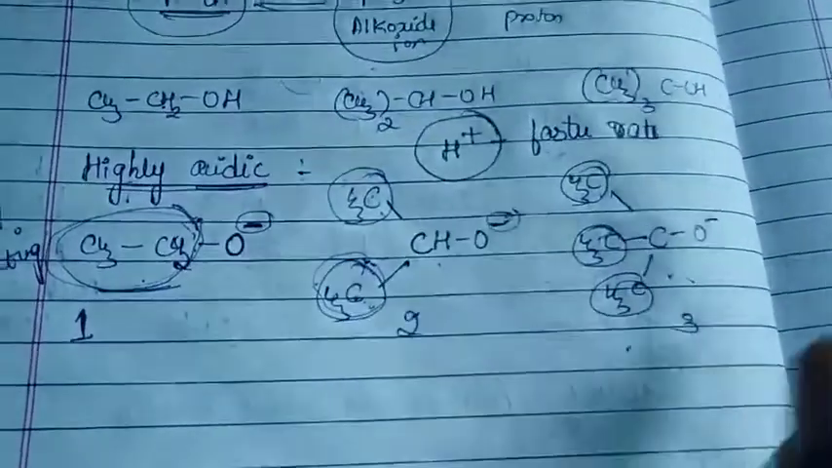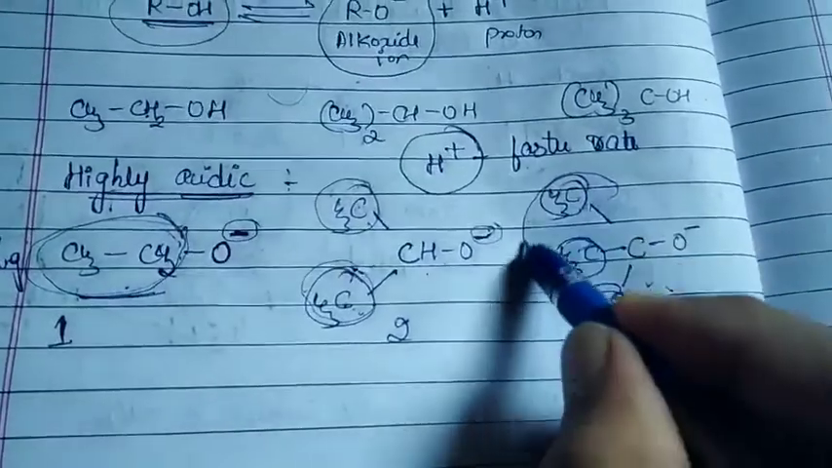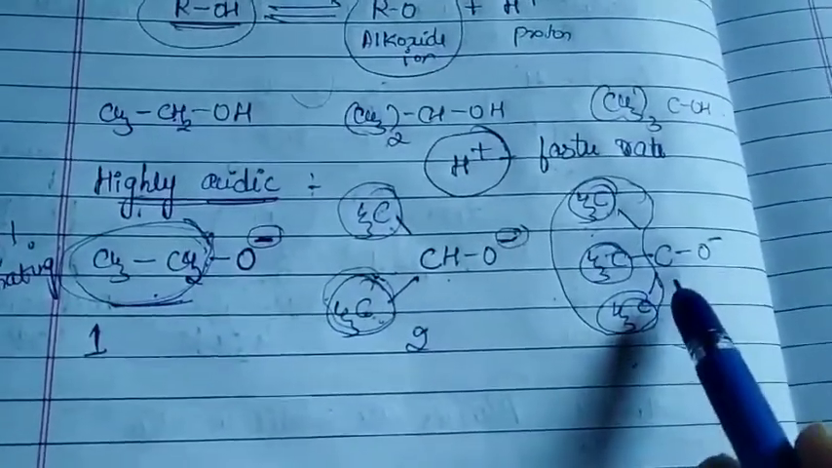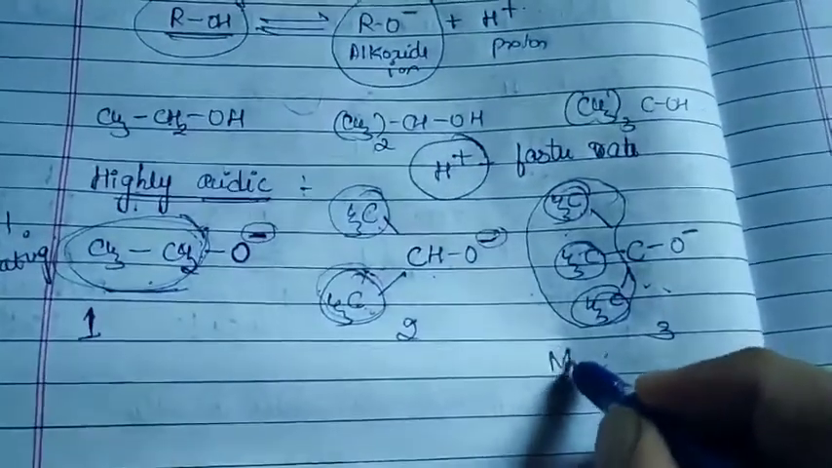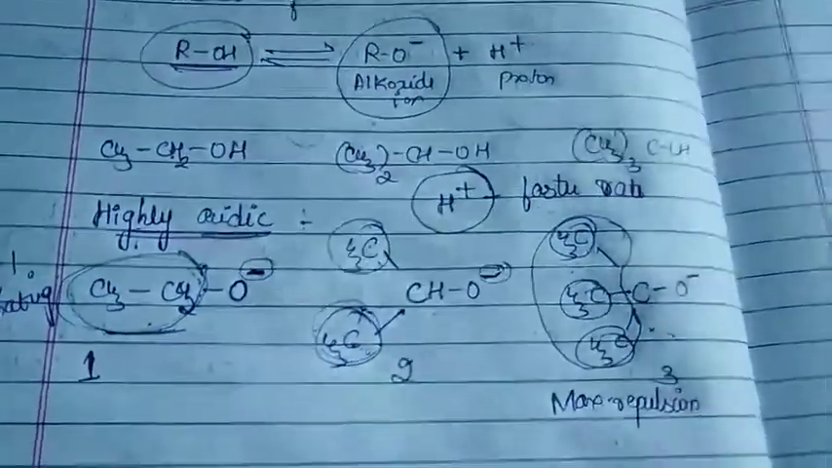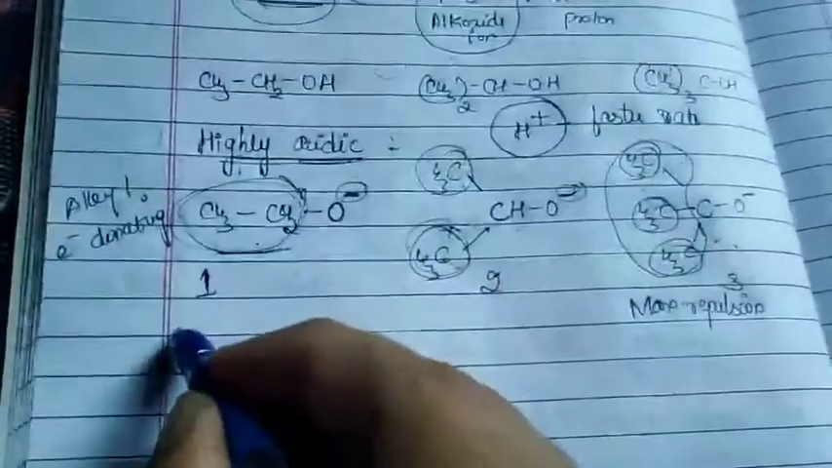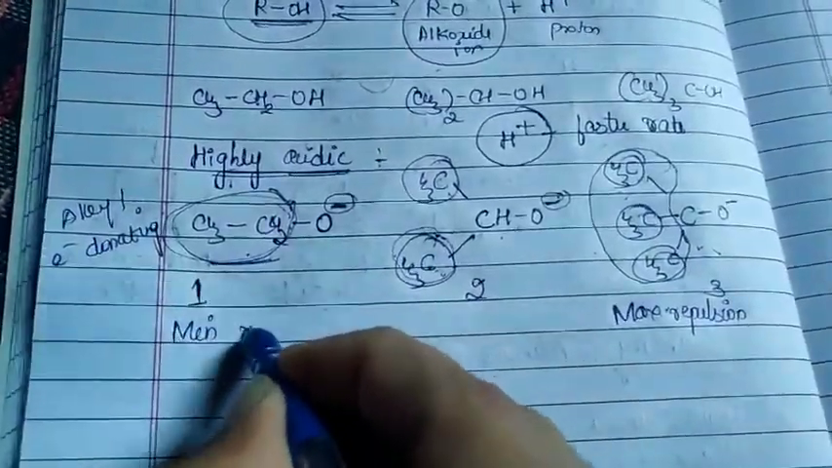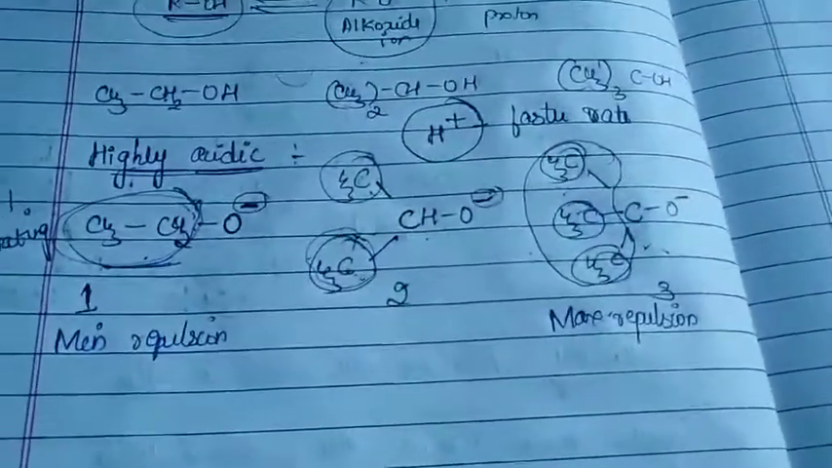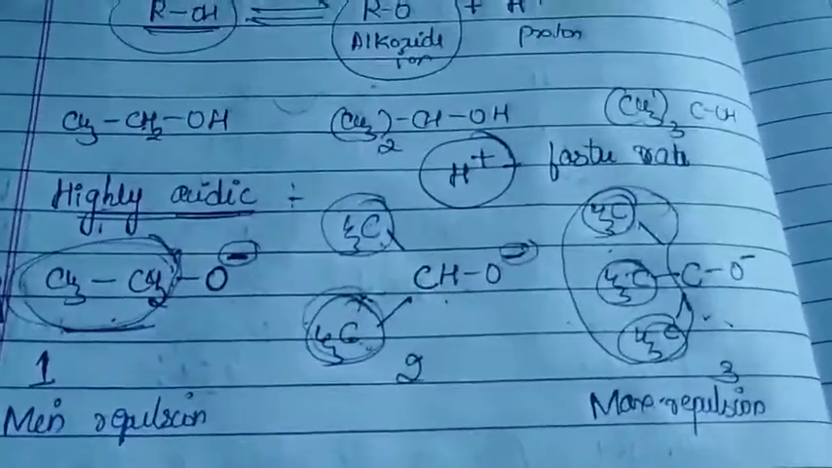Here, because here three such electron donating groups are there. So such electron donating groups, what happens? There will be maximum repulsion. Maximum repulsion. And here there will be minimum repulsion. So what I am observing over here is the stability of alkoxide ion.